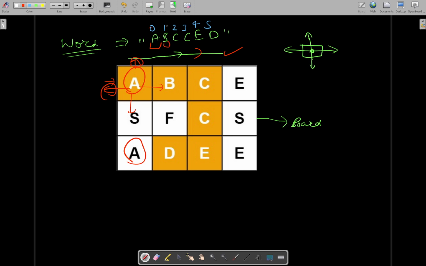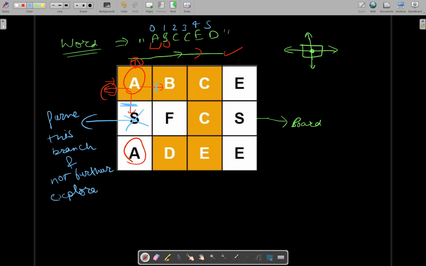So the next character of this string is B, and which of these two, this one or this one, is matching with B? This is not matching with B, so we will prune it. So here the pruning comes. Okay, prune this branch and no further exploration. Okay, so we will be only visiting this one. So we will be going from A to B.